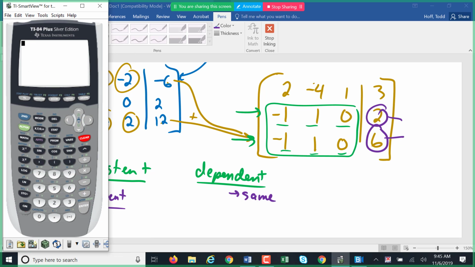If I want to try to put it in the calculator, do that matrix edit. This is going to be a 3 by 4 matrix. If I wanted to put in the elements of that original matrix, I've got 2, -4, 1, and 3. I've got 1, -3, 1, and 5. 3, -7, 2, and 12.